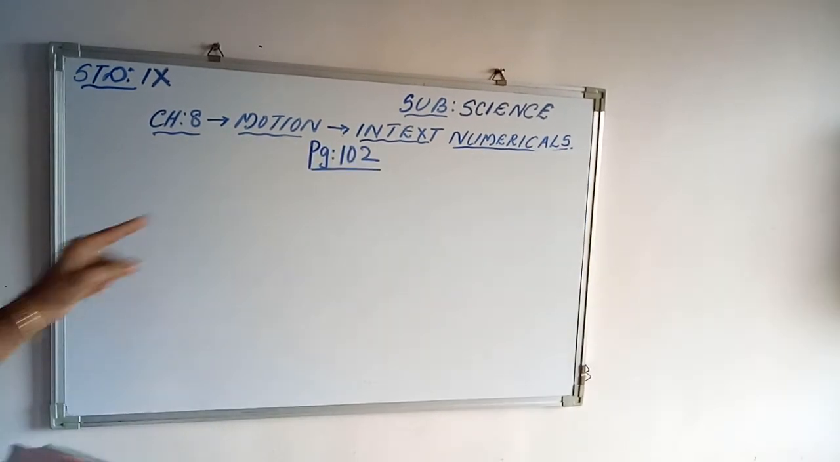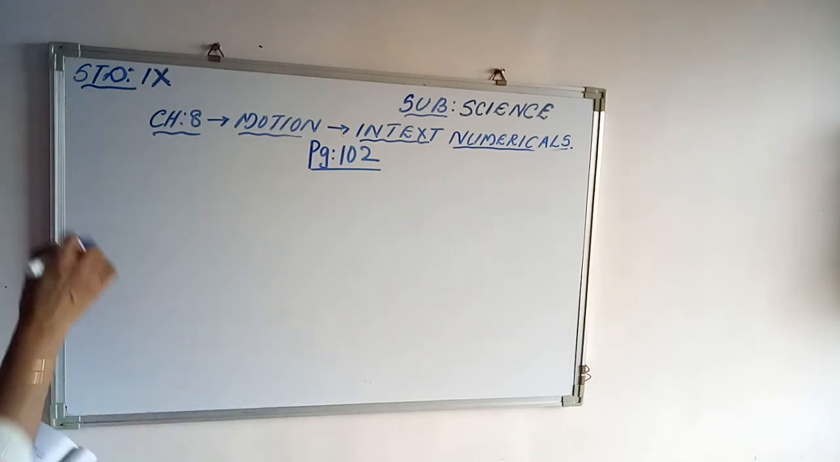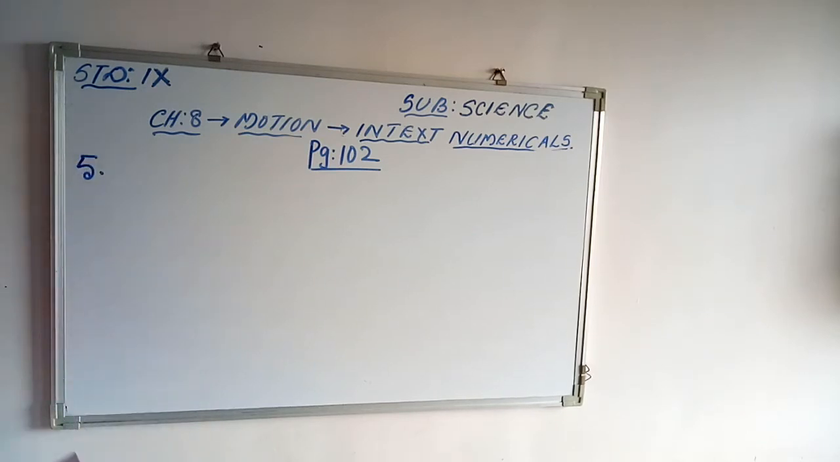Now take page 102. In 102, question 5, that is the numerical. During an experiment, a signal from a spaceship reached the ground station in 5 minutes. That is the time taken for the signal to reach. It is 5 minutes. Convert that into seconds. 5 into 60 will give you 300 seconds. What was the distance of the spaceship from the ground station? You have to find out the distance. And the signal travels at the speed of light, that is 3 into 10 raised to 8 meter per second.